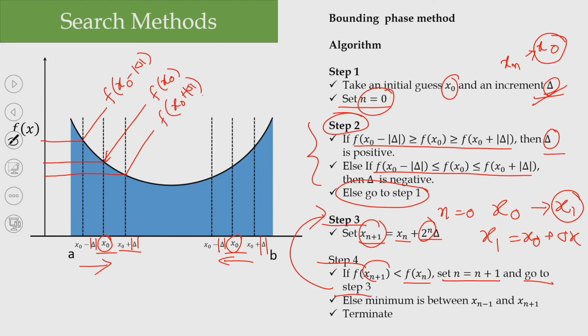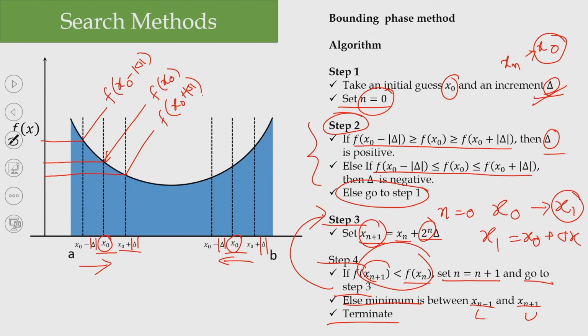If this is not true, that is, f of x n plus 1 is not less than f of x n, that means you have crossed the optima. In that case you can say that the minimum is between x n minus 1 and x n plus 1. So x n minus 1 is the lower bound and x n plus 1 is the upper bound, and you terminate the algorithm. I hope this is clear to you.